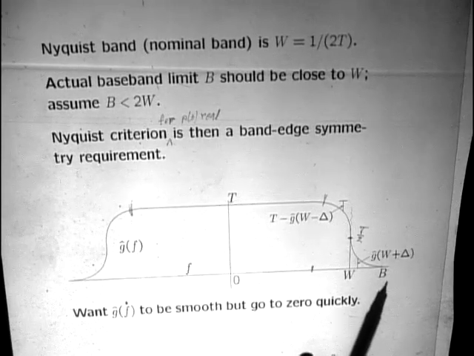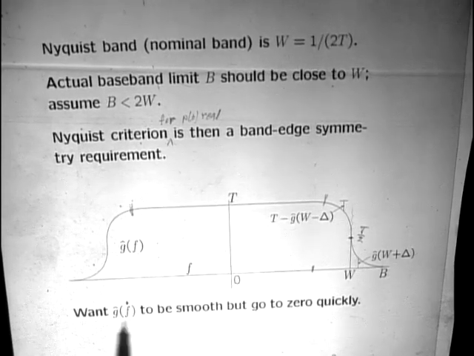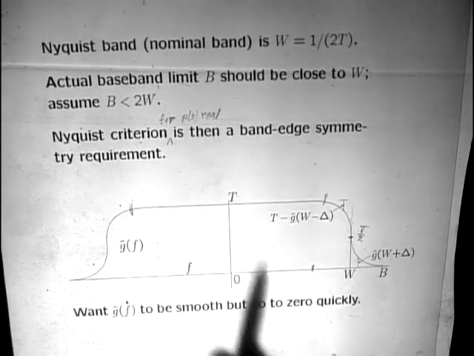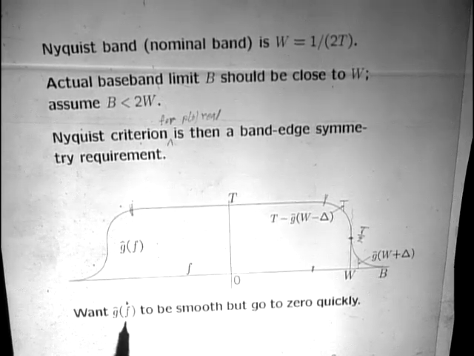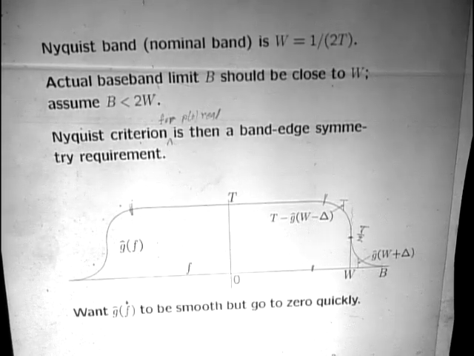Okay, so anything you do as a complex part of g hat of f is just wasted. I mean, your problem is getting from t to 0 with a smooth waveform. So you would like to make g hat of f strictly real. You would like to make it symmetric. Why would you like to make it symmetric?